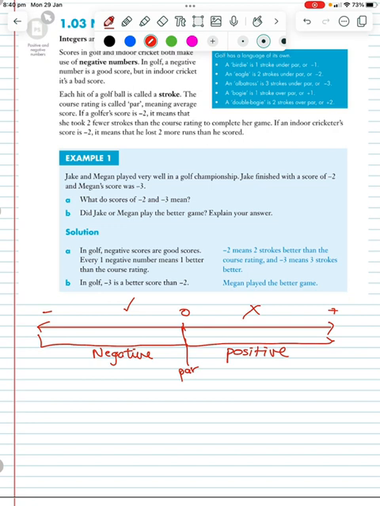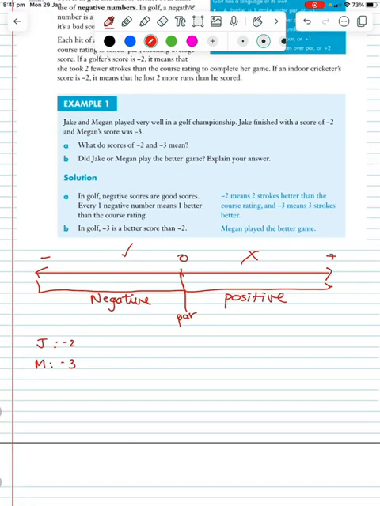Jake and Megan played very well in a golf championship. Jake finished with a score of -2 and Megan's score was -3. First, part A: what do the scores of -2 and -3 mean? And part B is: did Jake or Megan play the better game? Explain your answer. So I'm going to just say J is for Jake, and we know he got a score of -2. Then M for Megan, she got -3.